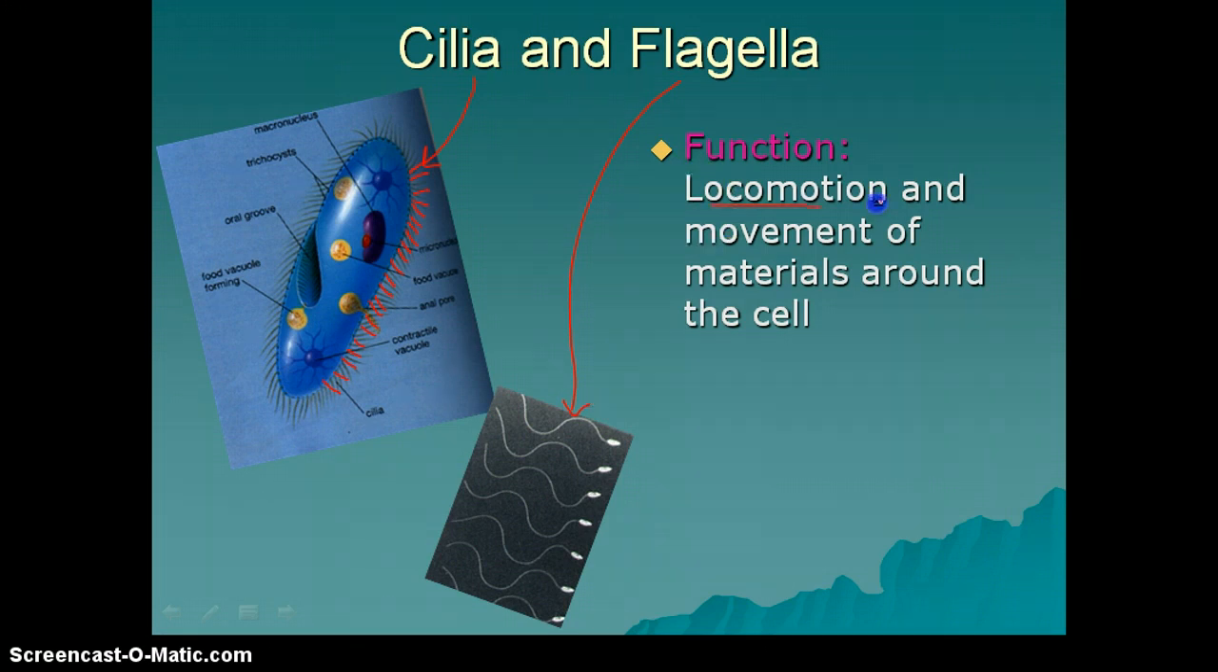So flagella help the cell to move, and movement of materials around the cell is cilia. I guess they both kind of function in the same way, but paramecium, like these little hairs here, they help to get things moving around the cell, where flagella are like tails, and they actually project or move that particular cell.